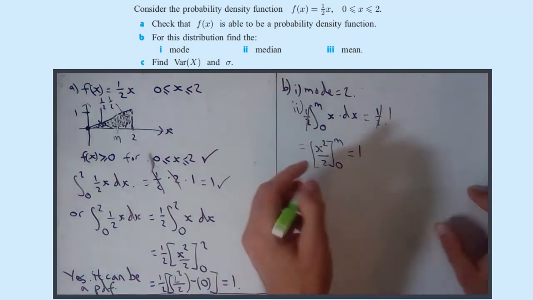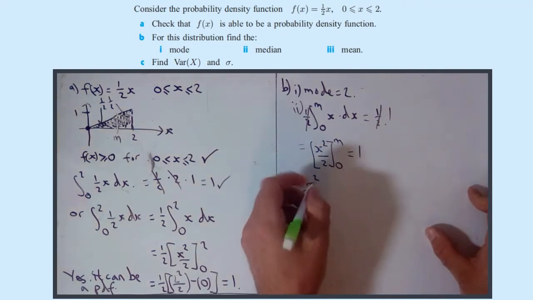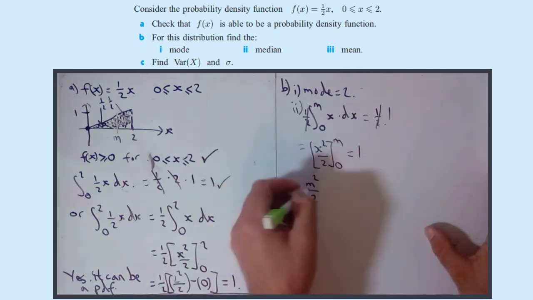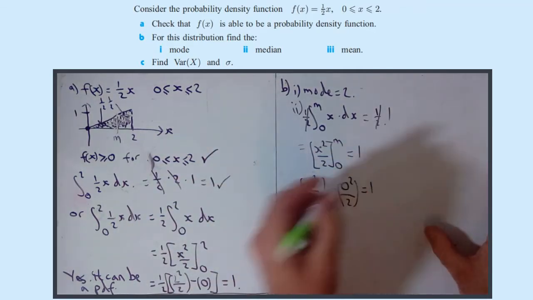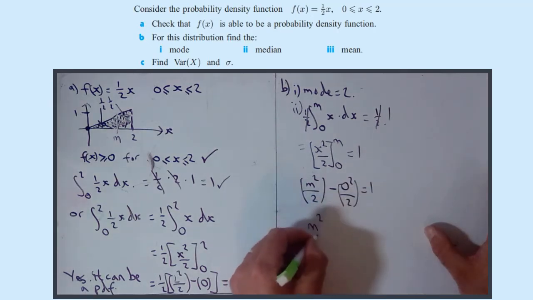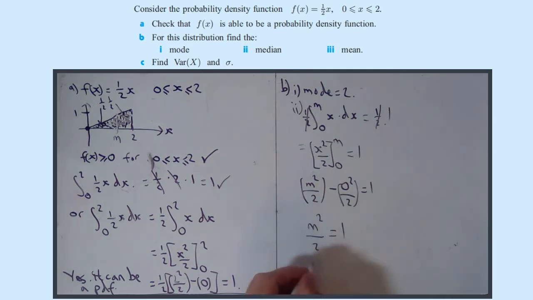Okay, so that means that m squared over 2 minus 0 squared over 2 equals 1, which just means that m squared over 2 equals 1. If we multiply by 2, m squared equals 2, which means that m equals root 2. It has to be positive, just look at the graph.